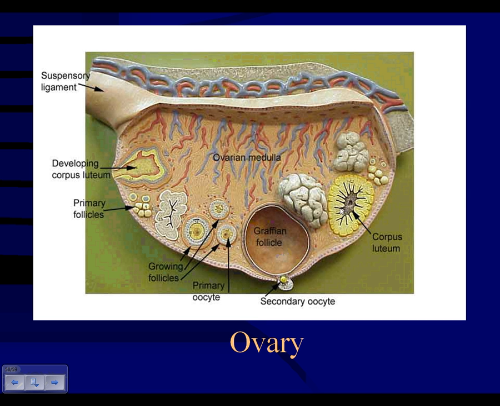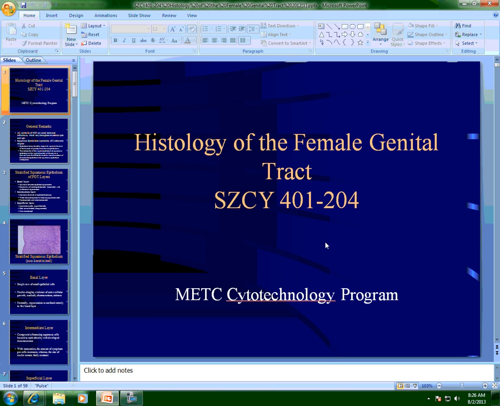So again, the ovary, you've got your primary follicles, your secondary follicles as they grow, and then eventually they become the Graafian follicle, the mature follicle. And as that follicle releases its egg, it eventually becomes the corpus luteum and then the corpus albicans. And that's it. Easy peasy lemon squeezy.